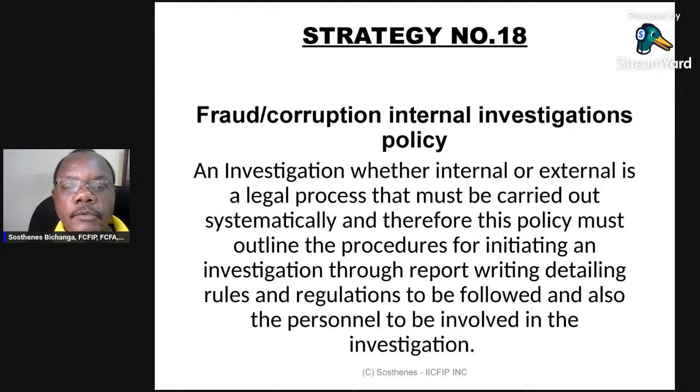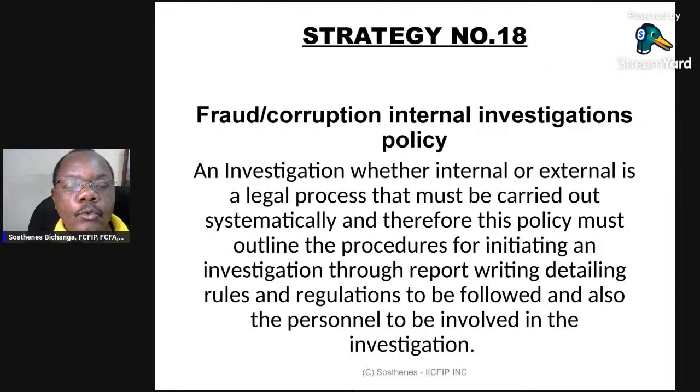Today's lesson is on strategy number 18, 19, and 20. It is the last lesson on the discussion of the 20 strategies of fighting fraud and corruption.